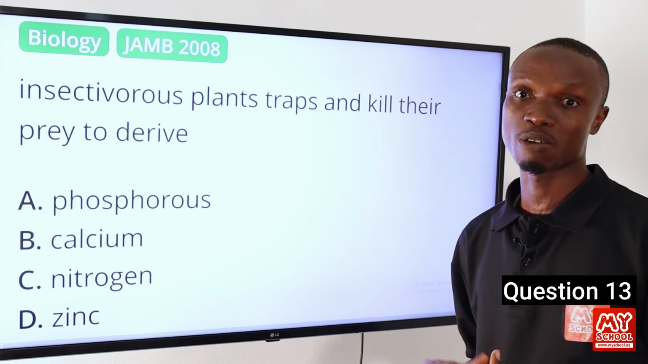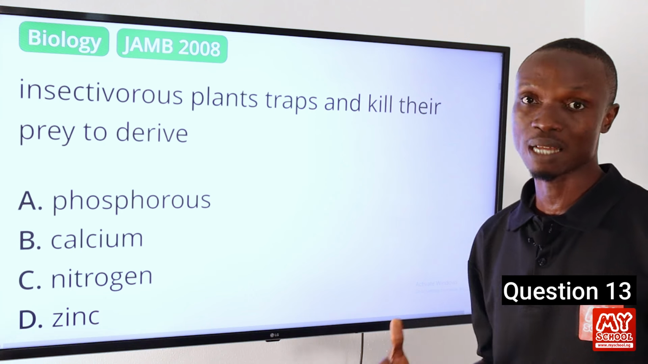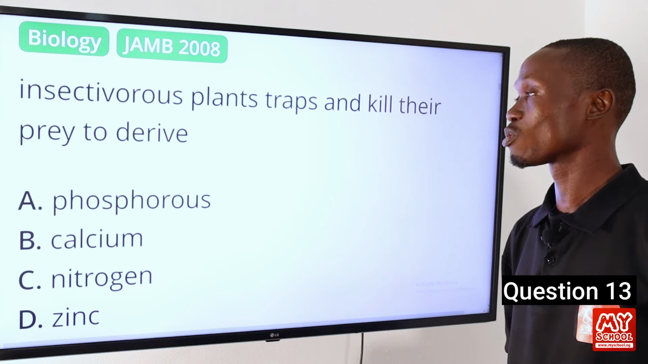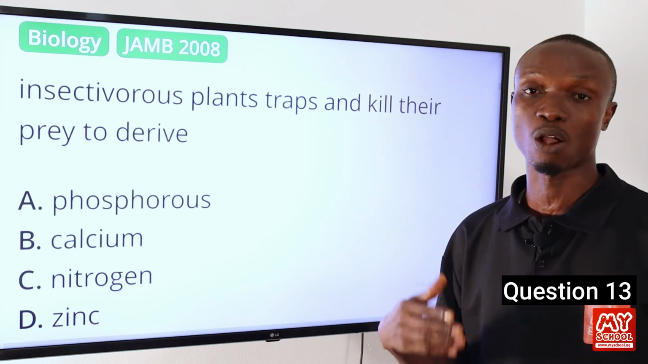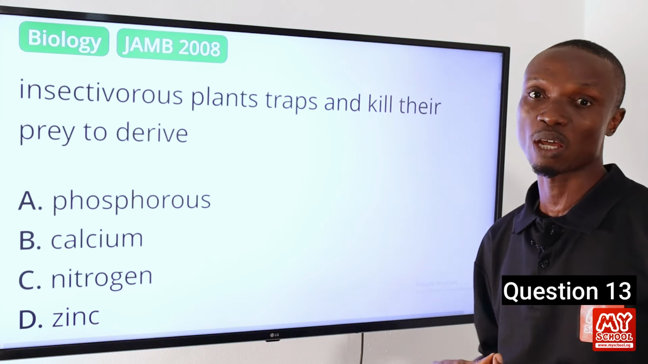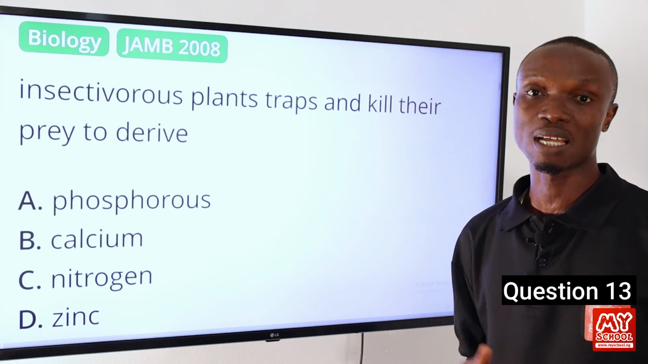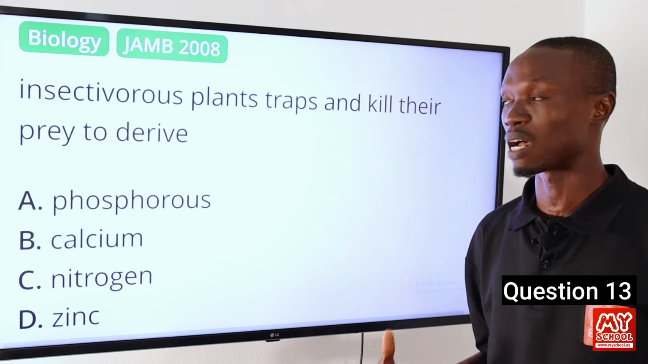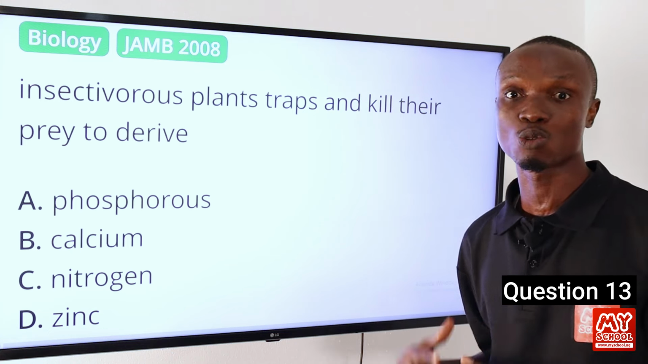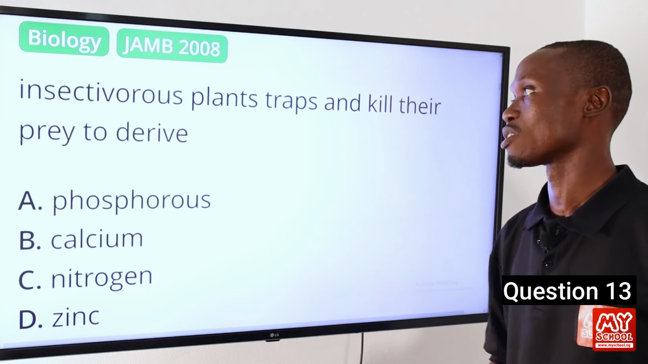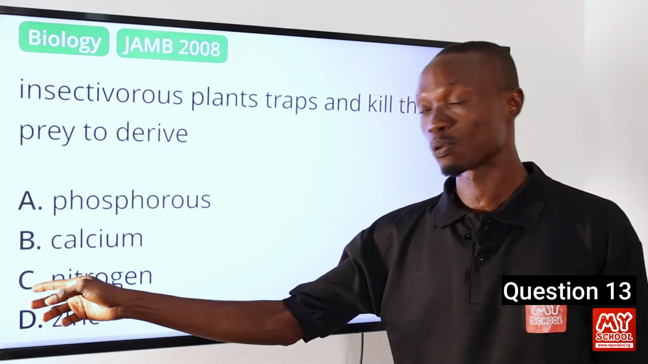So insectivorous plants refers to those plants that eat insects. What they do is that they derive their nutrient from the insects they trap and consume. Now these plants are usually found in soils that are nitrogen deficient, and that is the reason why they trap and consume insects in order to absorb this nutrient from the insect. So the answer to this question is option C.